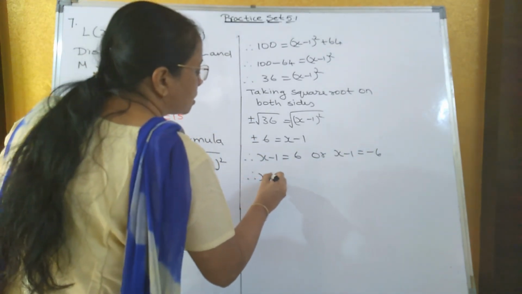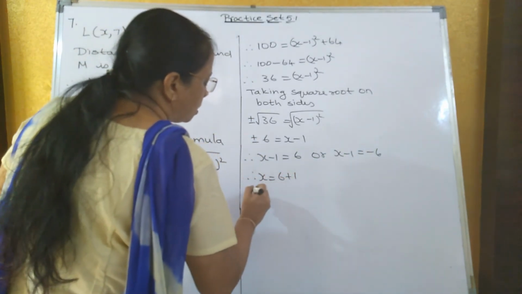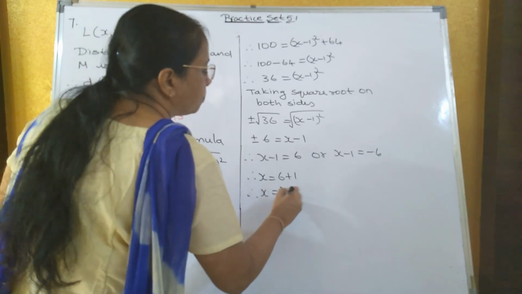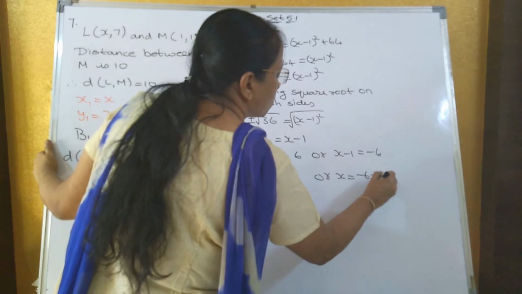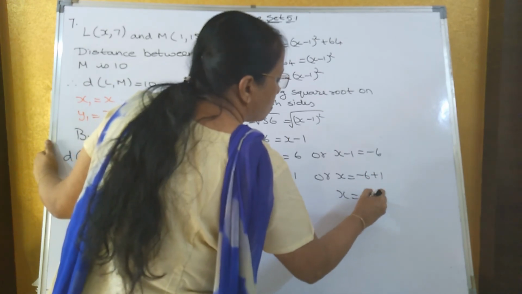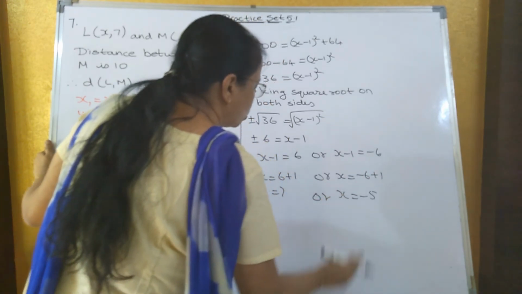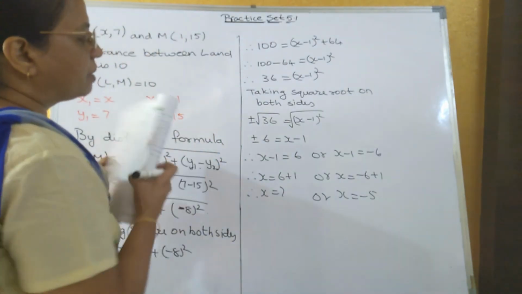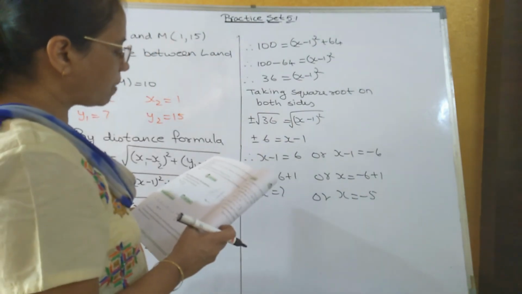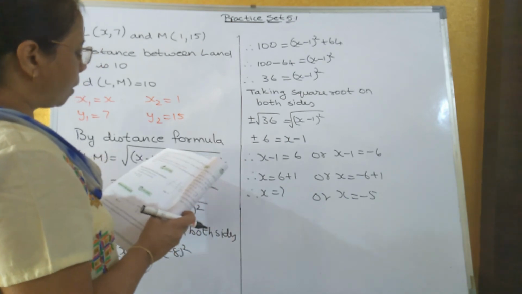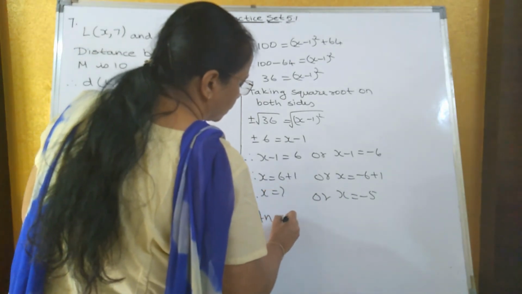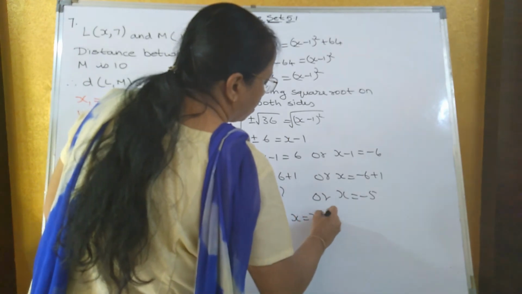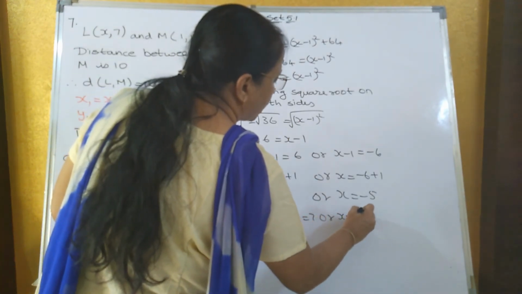Therefore, x is equal to 6 plus 1. Therefore, x is equal to 7, or x is equal to minus 6 plus 1. X is equal to minus 5. So we have got two values of x, that is plus 7 and minus 5. Therefore, the answer is x is equal to 7 or x is equal to minus 5.